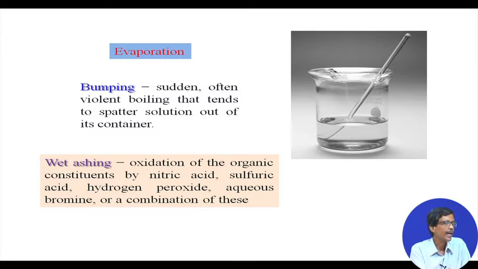So, we can take not only concentrated sulfuric acid, we can take nitric acid, we can have sulfuric acid, all are oxidizing agents, then hydrogen peroxide, aqueous bromine, and sometimes a combination of these, because we do not know which species will be useful for destroying any such organic matter for this particular oxidation process.